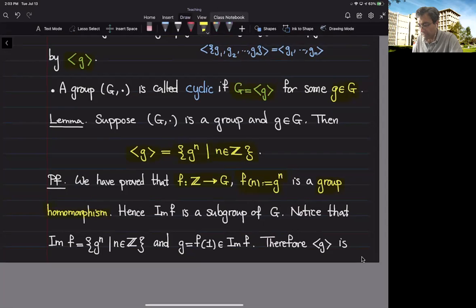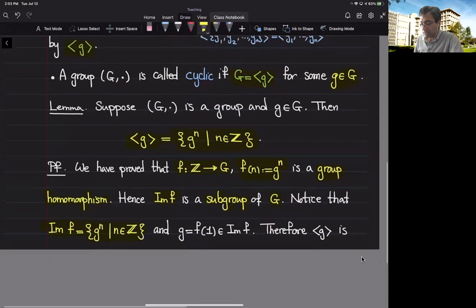And therefore, its image is a subgroup of G. So the image of f is a subgroup of G. But the image of f is precisely this side. So this side is a subgroup of G then. So that is the image of f.